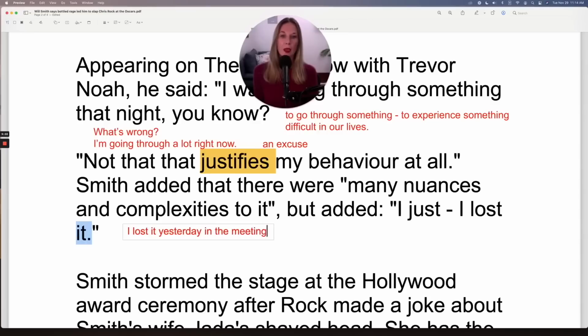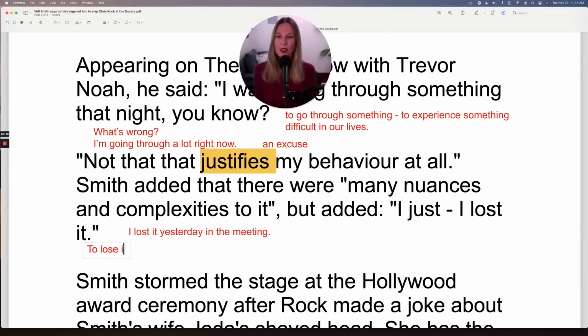We use this in the sense, I lost it yesterday in the meeting. So maybe you were in this meeting and your coworker said she couldn't finish the project and you lost it. What do you mean you couldn't finish the project? That's unacceptable. And you get really, really angry. You lose control of your emotions, your actions. You get taken over by the emotion. Maybe the bottled emotion, your bottled anger, your bottled rage. So I lost it. This is an expression. Hopefully you don't have to use it too often because it's not a positive expression.